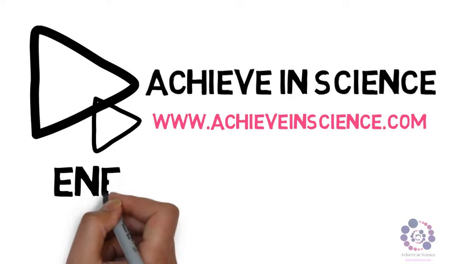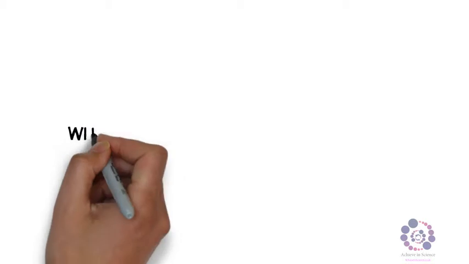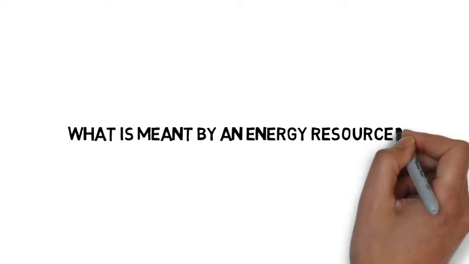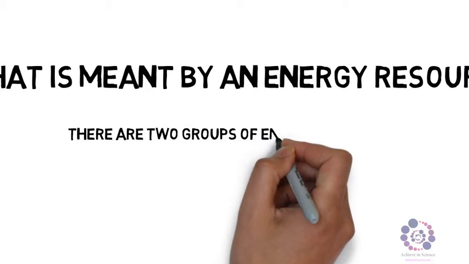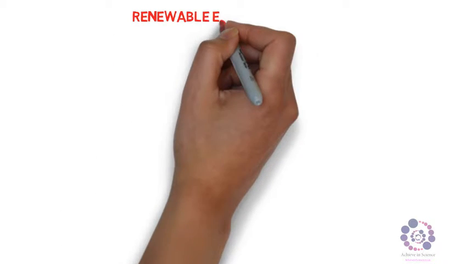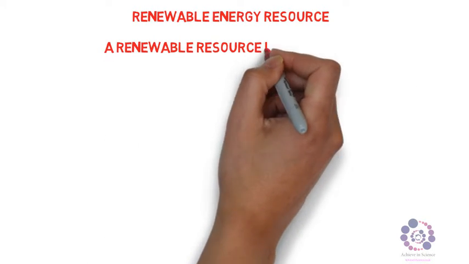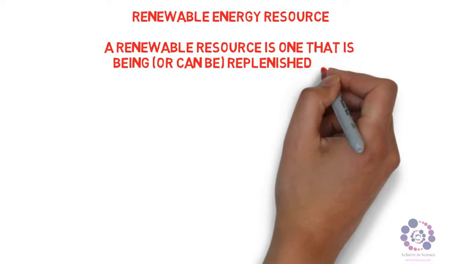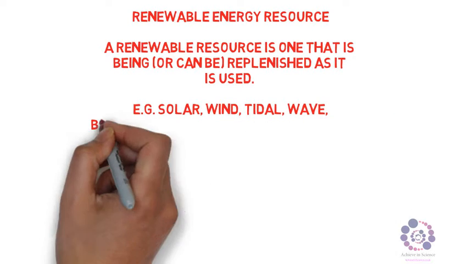This video is going to give an overview of energy resources. So what is meant by an energy resource? Well, there are two groups of energy resources that you need to be aware of. The first group is renewable energy resources, where a renewable energy resource is one that is being or can be replenished as it is used. This includes examples of solar, wind, tidal, wave, biofuel, hydroelectricity and geothermal.